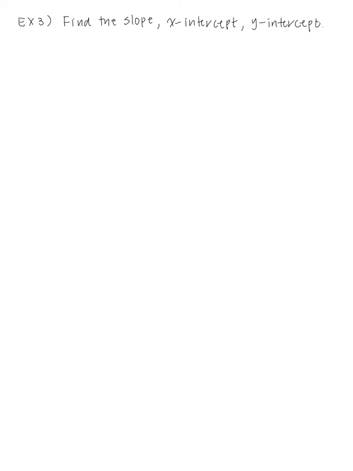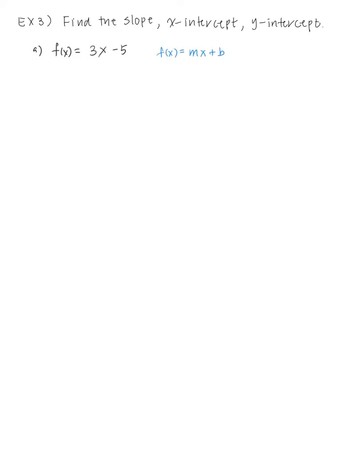Okay, so for example 3, let's play a different game. I'm going to give you all a function, and what I want you to do is find the slope, x-intercept, and a y-intercept. So let's do a couple of examples here. Part A. Let's take f of x to be 3x minus 5. Okay, so I think this is already of the form f of x equals mx plus b.